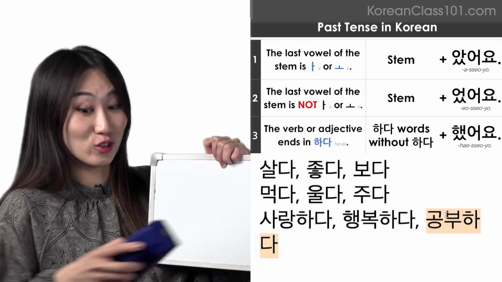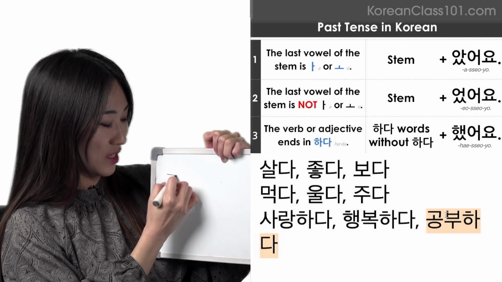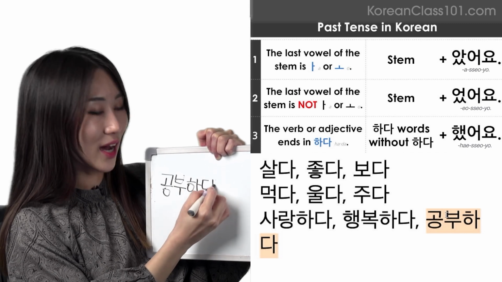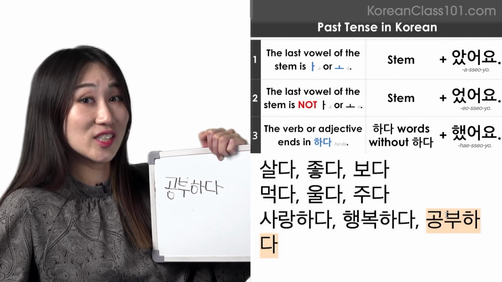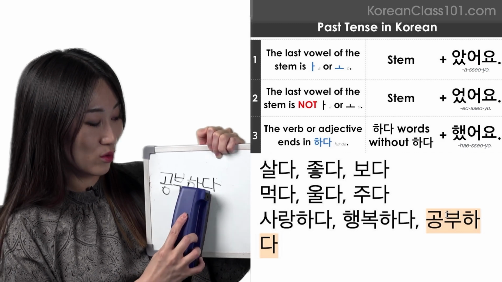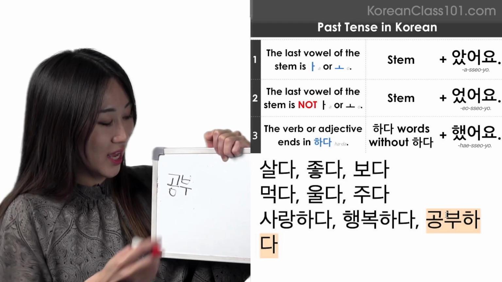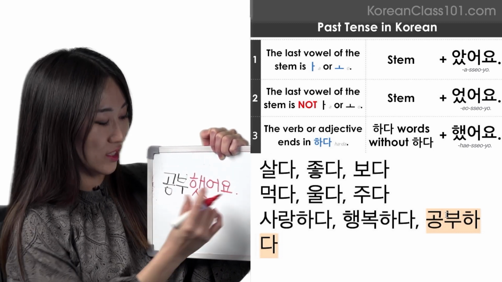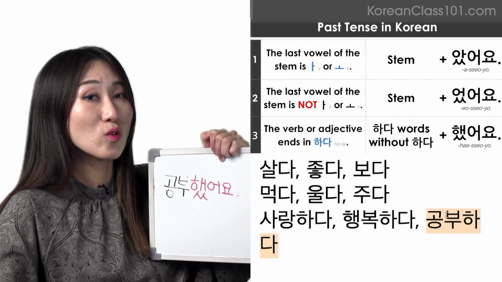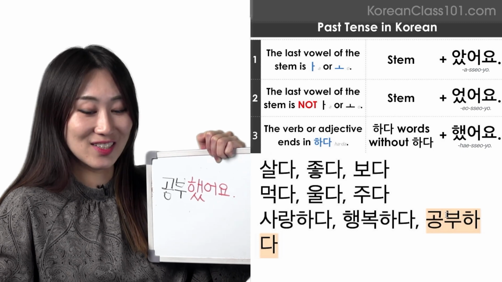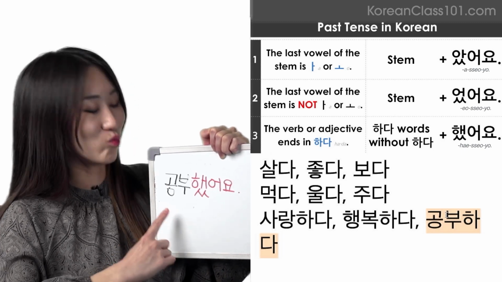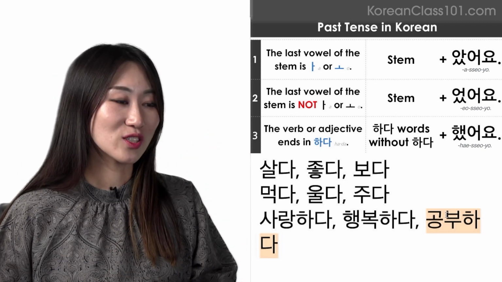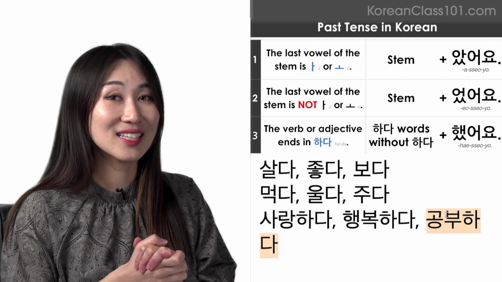Last one, 공부하다. This is what you are doing now, right? 공부하다. It means to study. I want to say I studied. I studied last night. So replace 하다 with 했어요. That's it. 공부했어요. It means they studied or we studied. So it's the past tense of 공부하다.